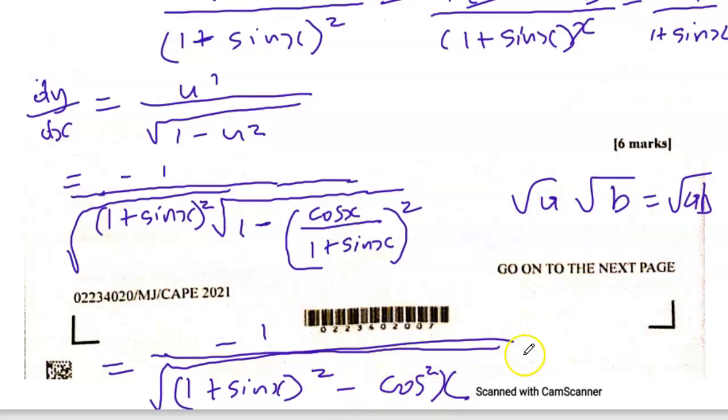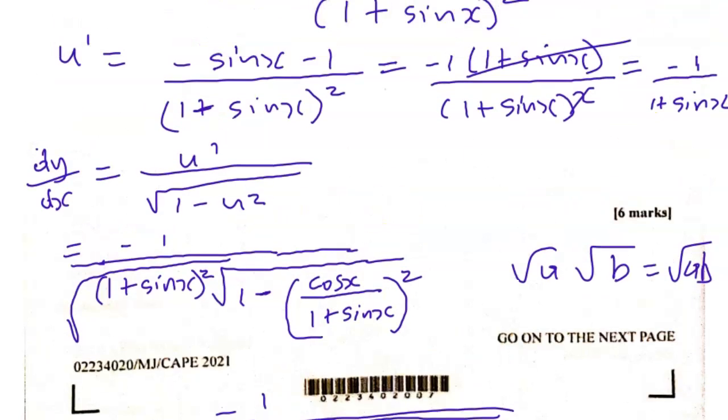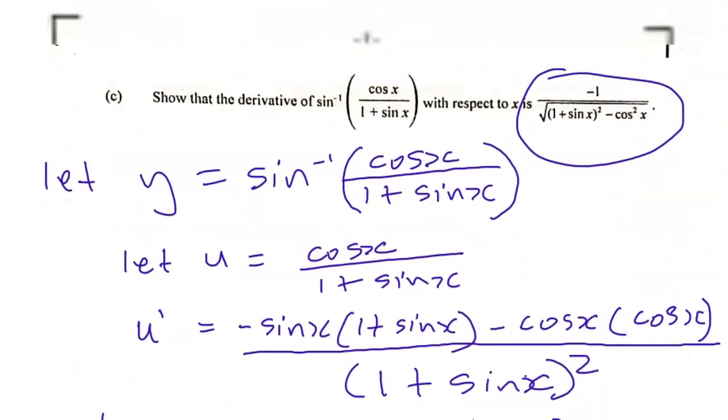And therefore now let's continue. (1 plus sine x) all squared, we can expand. Actually, we don't need to expand. That's what we're asked to prove, right? That's what we're asked to prove.